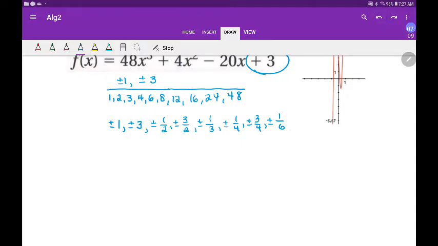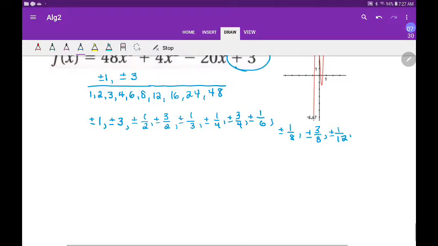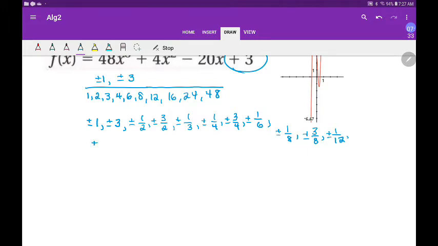And then let's see, plus or minus 1 over 8. And plus or minus 3 over 8. And plus or minus 1 over 12. And I'll skip the 3 over 12 because I already have 1/4. I guess I'll start down here. Plus or minus 1 over 16. Plus or minus 3 over 16. Plus or minus 1 over 24. Plus or minus 3 over 24.